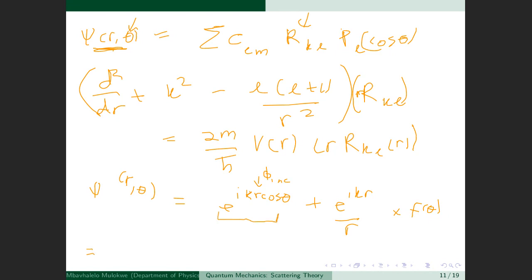So you plug that identity into that expression. So this gives you the sum of i^l (2l plus 1) j_l(kr) P_l(cos theta). Still have to sum. So I've done nothing fancy. I'm just using that identity that I proved. So instead of writing e^(ikr cos theta), I just expand it in terms of spherical Bessel functions and also the Legendre polynomial, plus e^(ikr) over r f of theta. So I've not really done anything fancy so far.